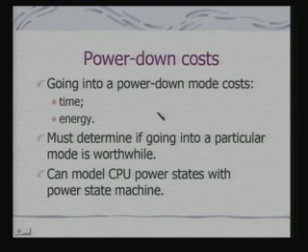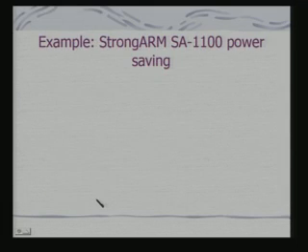The next issue that comes up, obviously I had already talked about, is the power down costs. Going into a power down mode costs time as well as energy, and I told you that one must determine if going into a particular mode is worthwhile. And what is interesting is that to study this phenomenon, we can model CPU power states with what is called a power state machine. So, we are now looking at an ARM variant called StrongARM, and with respect to this StrongARM, we shall have a look at the power state machine.